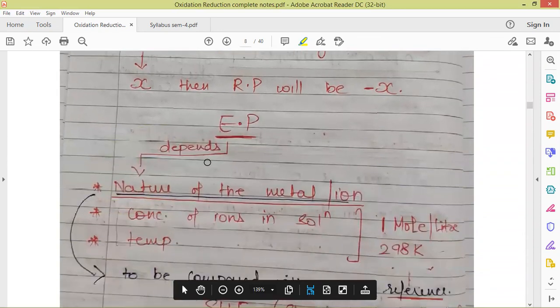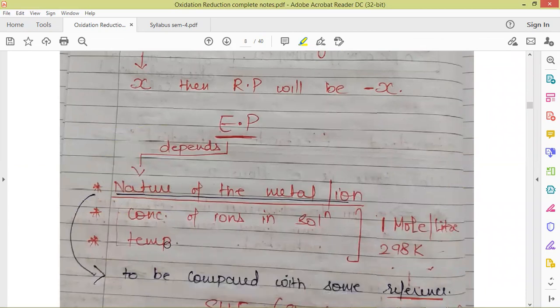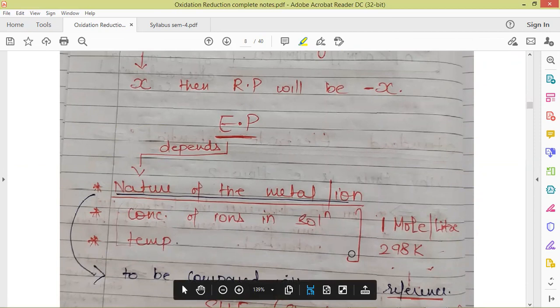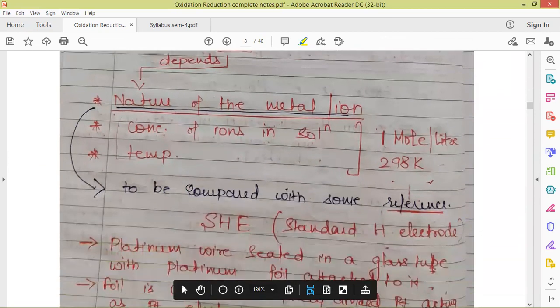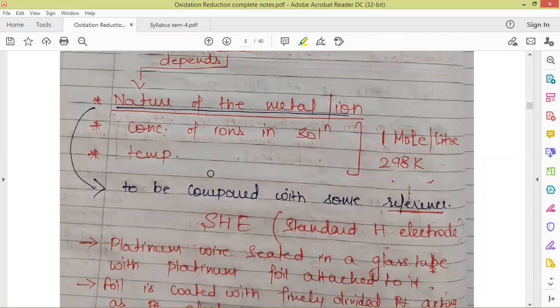The electrode potential depends upon three factors: the nature of the metal ion, the concentration of ions in solution, and temperature. We can fix the concentration of ions in solution at 1 mole per liter, and the temperature at standard conditions. So the ultimate dependence will be on the nature of the metal ion. Different metals can then be compared for electrode potential, but we need a standard reference, for which the standard hydrogen electrode is used.